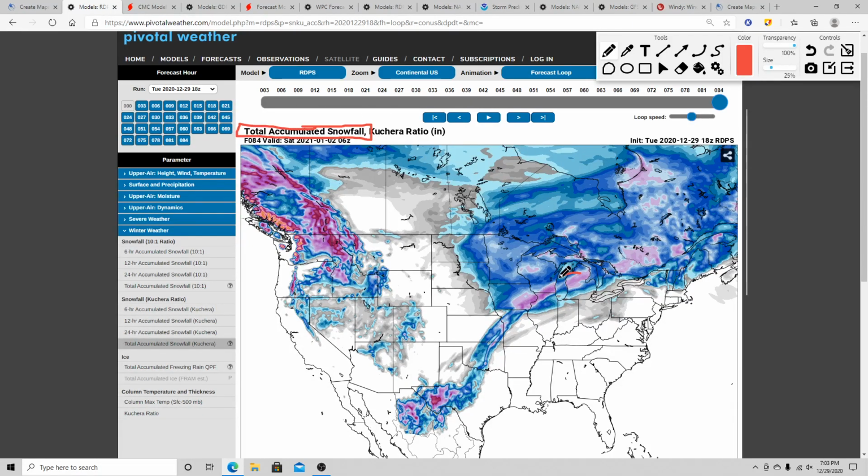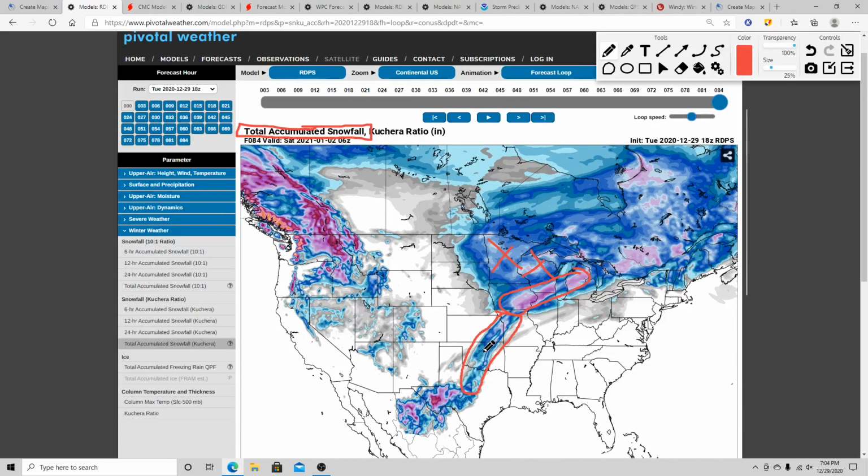And you can see a pretty good swath of snow over the next 84 hours across some of those regions. From the first round, 7 to 8 inches of snow, and then the second round can be 4 to 5 inches of snow. All this up here is from the first event, but this here is from the secondary event.